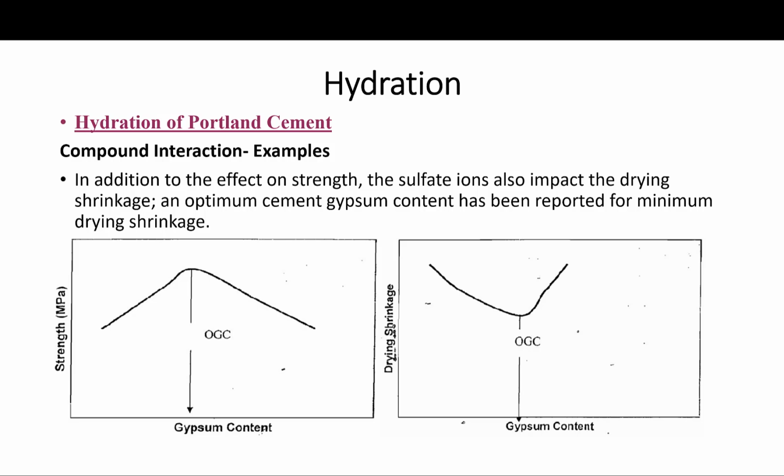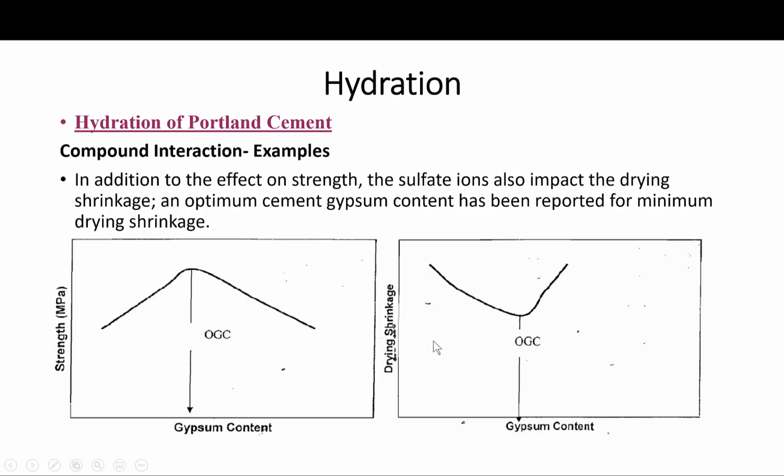There has to be some experiments conducted in order to verify this optimum gypsum content. As you can see here, for example, strength versus gypsum content. At lower gypsum content, lower strength; at higher gypsum content, lower strength. So there is an optimum content.